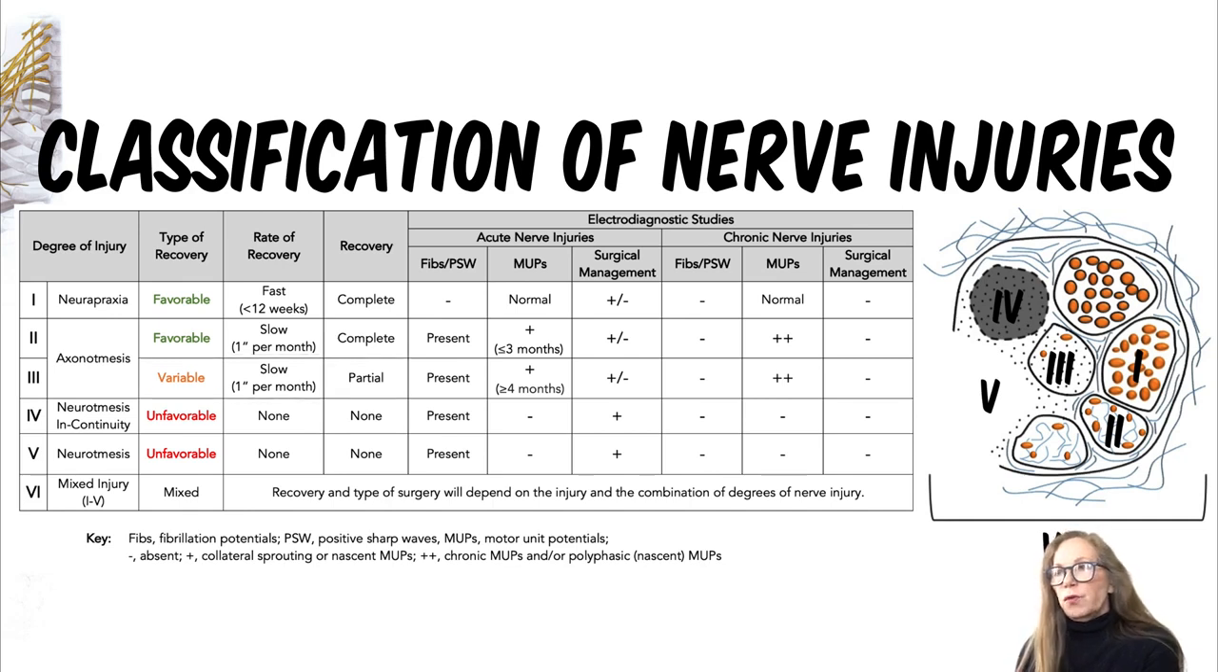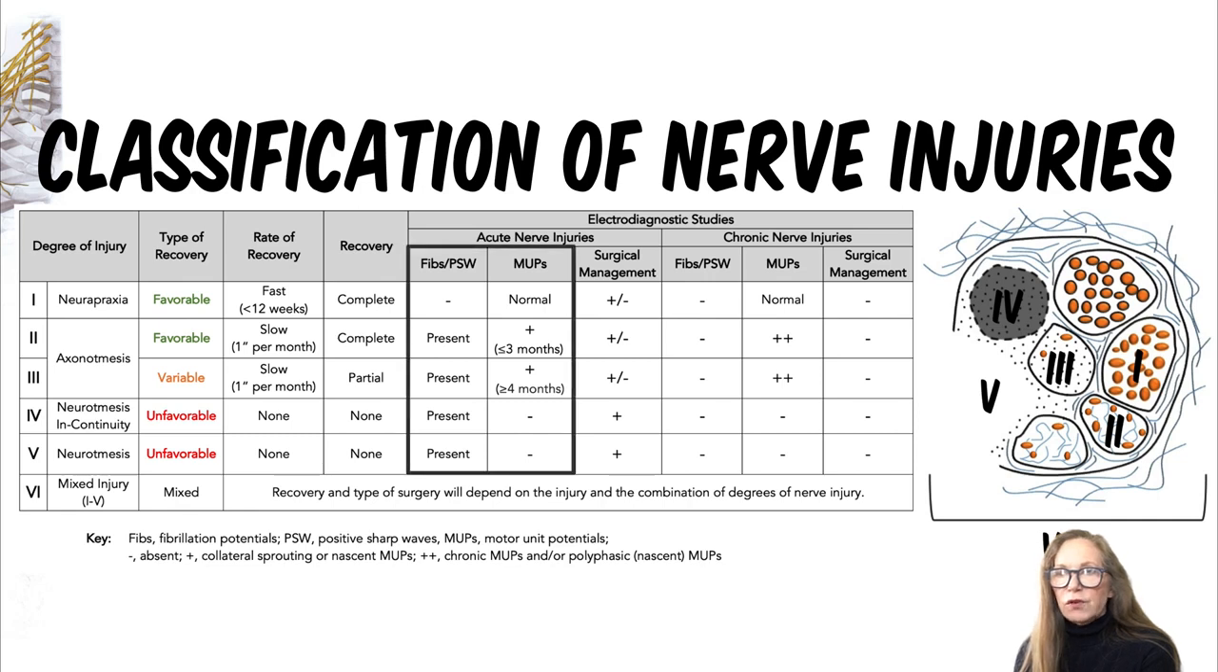Okay, now look over on the right-hand side where it says Electrodiagnostic Studies. We're going to be talking in this module about acute nerve injuries and what happens after an acute nerve injury and how it moves from acute to chronic. We're going to be talking about the electrodiagnostic study with the two parts, the EMG and the nerve conduction studies.